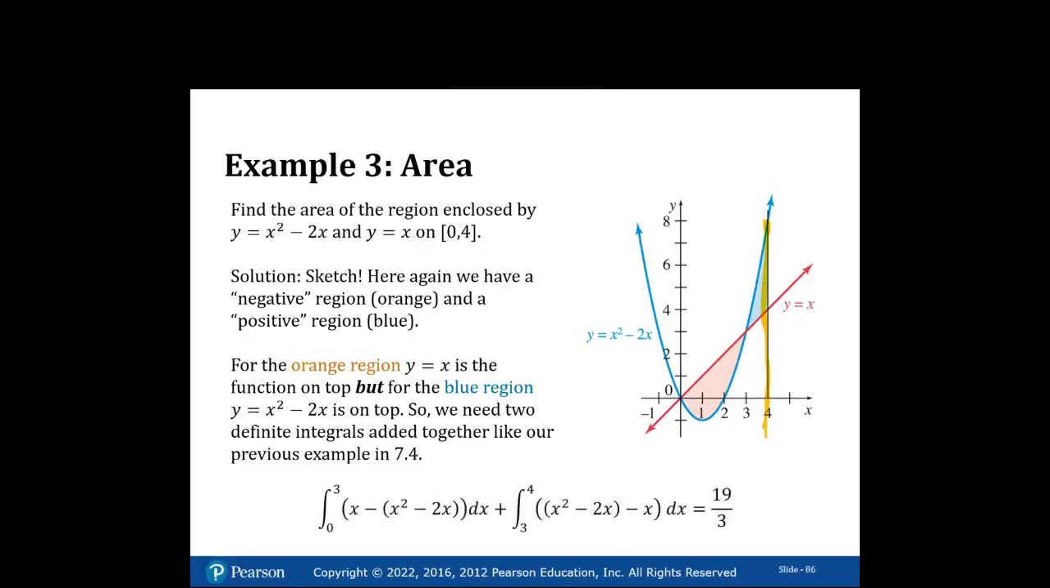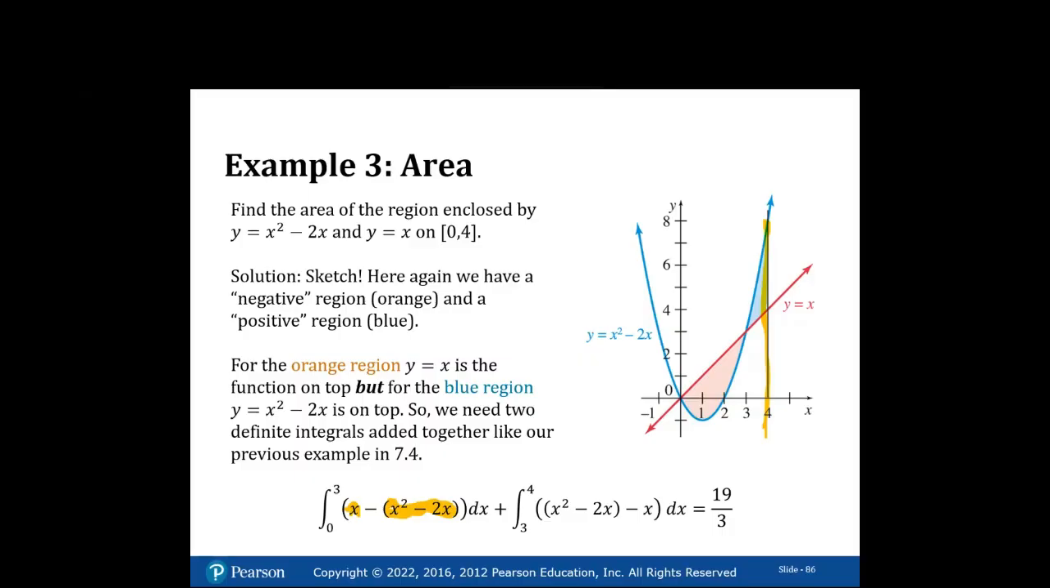So our integral has to be broken into two pieces. The orange piece, which is from 0 to 3, and then the blue piece, which is 3 to 4. So here, for the first one, we take the x minus f of x, right? Or blue minus the red. X minus (x squared minus 2x). And see, I have my parentheses here so I don't forget about distributing that negative.